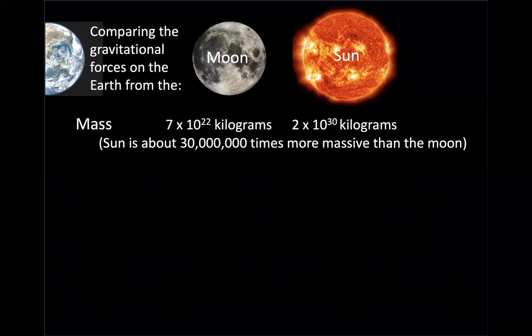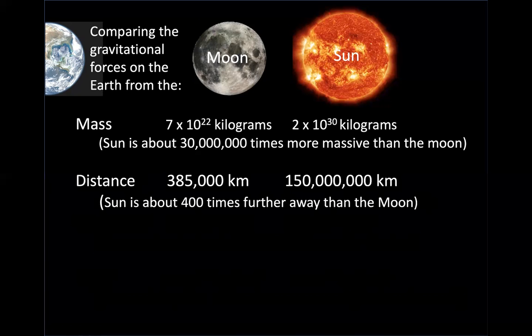And again, we can go through the same sort of comparisons. We know the mass of the moon. We put people on it and measure the gravity. It turns out that the moon is less massive than the Earth, not too surprising. And the sun is actually 30 million times more massive than the moon is. The moon is closer than the sun, but only by a factor of 400. We talked about this before. The sun is about 400 times further away than the moon.